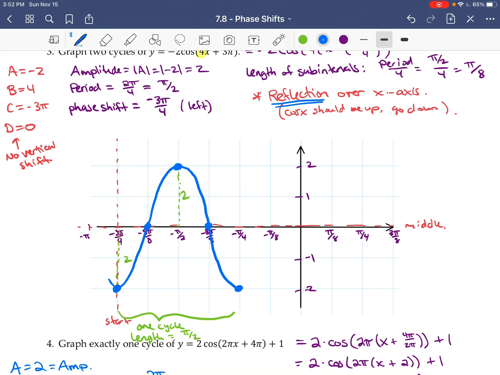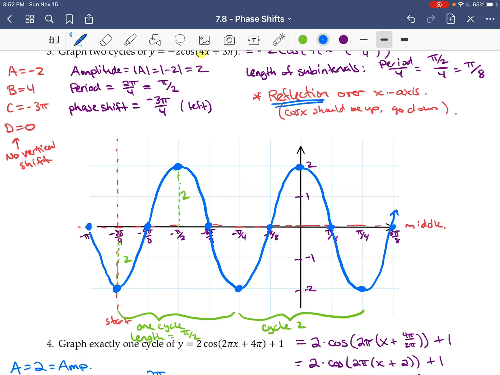Okay, and then we can just continue to do, because it wants 2 cycles, so we'd go up to the middle, up to the top, down to the middle, down to the bottom. So here would be a second cycle. Okay, so from here to here is cycle 2. And then you could keep going further. So then it's going back up to the middle here, and it would go like that. And same up here, it would come back up to the middle and then keep going. So this is the graph of negative 2 cos of 4x plus 3 pi. Okay, so that's what that graph would look like.